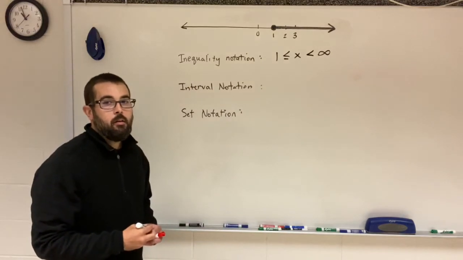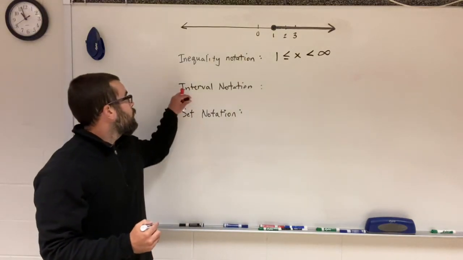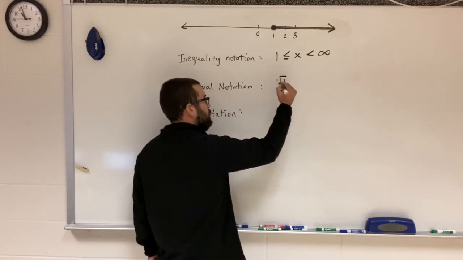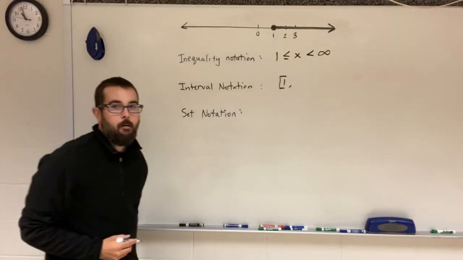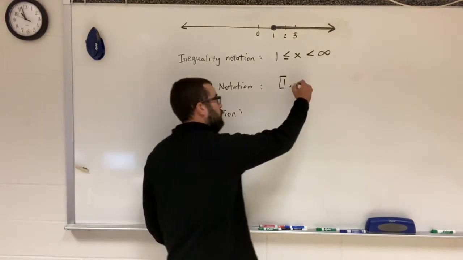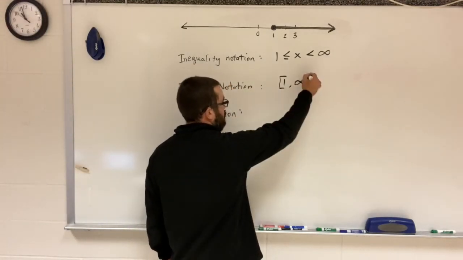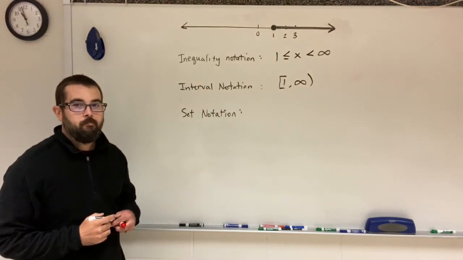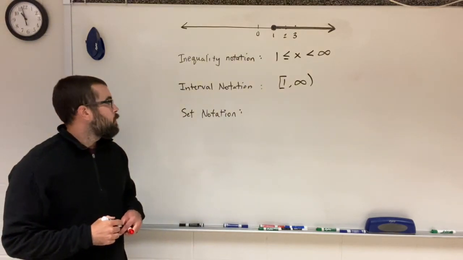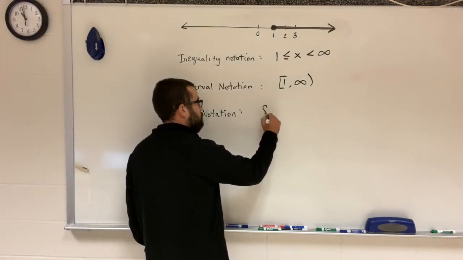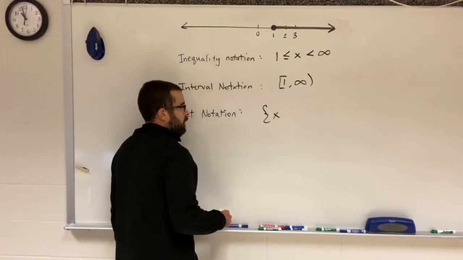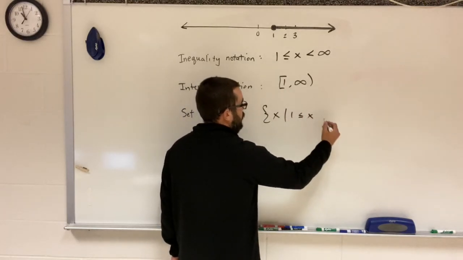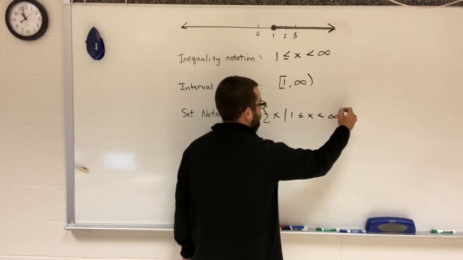All right, in interval notation, we're starting at 1. 1 is included, so it gets a bracket, comma, the right side endpoint is infinity, and you can never include infinity. Okay, in set notation, it's all x such that 1 is less than or equal to x, which is less than infinity.